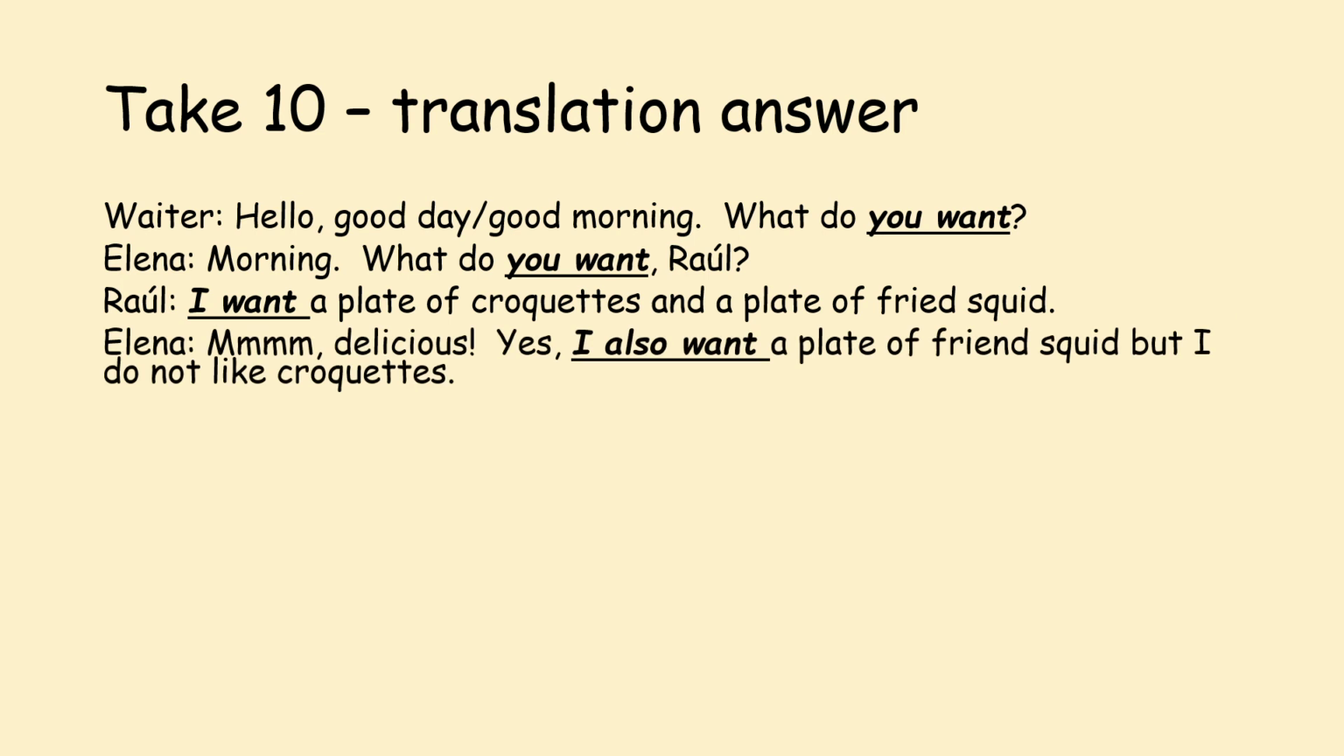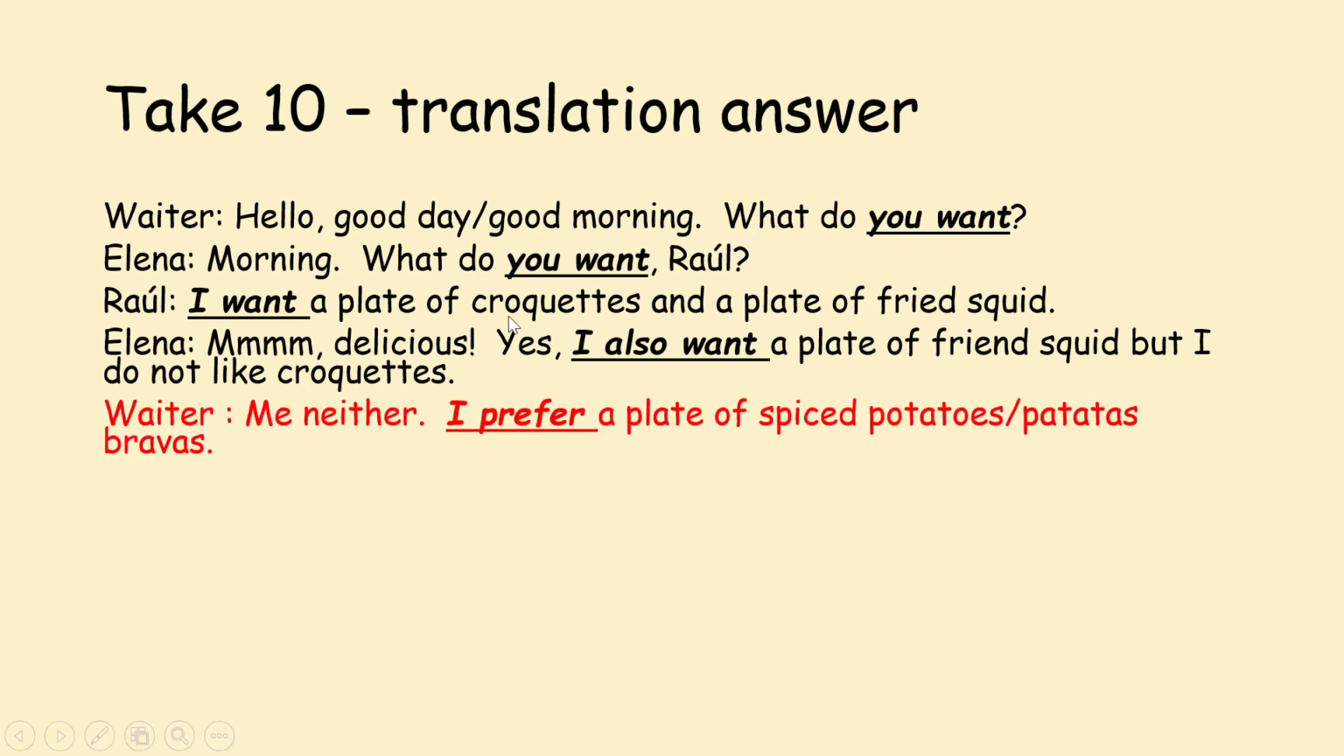Elena, delicious. Yes, I also want a plate of fried squid. Oh gosh, my spelling is all over the place today, guys. Not of friend squid, that'd be unfair. So fried squid, but I do not like croquettes. Me neither. Lovely phrase. And in Spanish, it's the yo tampoco, me neither. I prefer a plate of spiced potatoes or patatas bravas. Hey, there we go, I've spelled it correctly now. Elena, perfect, I would like that. Me gustaría esa is what it said in Spanish because she's saying I would like, and then esa refers to patatas bravas, feminine.